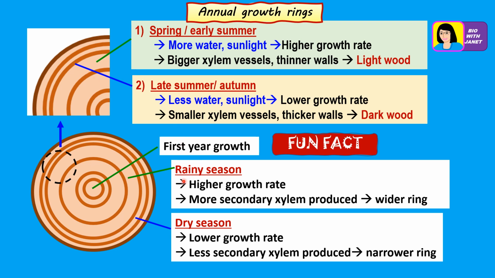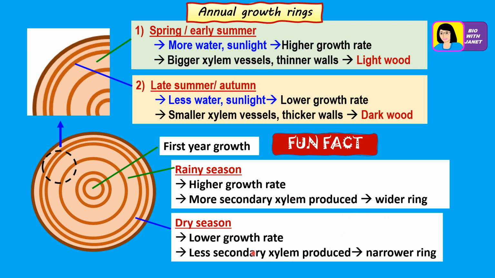Now here's an extra fact. So the width of the ring can vary for different years. Sometimes the width of the ring is wider, sometimes it's narrower. So again, one of the factors that affect the width of the ring are the climatic conditions. During rainy season, when there's a lot of water, there's a higher growth rate. And so more secondary xylem is produced. The quantity is more, okay? Not just the type of xylem vessels, but the quantity is more, and more of it is produced. So that's why the ring is wider.